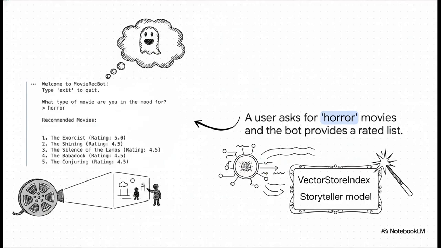And boom, there it is. Look at that. The user just types one word, horror. Behind the scenes, the librarian instantly finds the closest matches in that vector store index, and the storyteller grabs that data and formats it into this perfectly clean, helpful list. We've got The Exorcist, The Shining. It works. This is the magic of the whole system coming together.